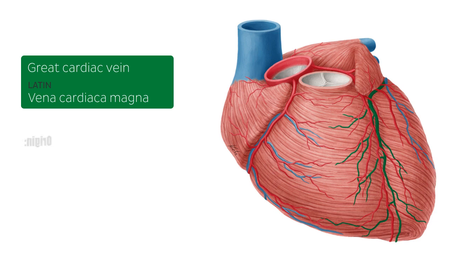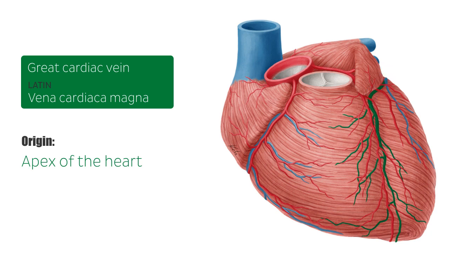Now, this vein originates at the apex of the heart, as you can see here, and then runs along the anterior interventricular groove, next to the anterior interventricular artery, which we talked about before. As you can see on this illustration, at the junction of the interventricular groove with the atrioventricular groove, this vein enters the latter and passes to the left, accompanied by the circumflex artery, and finally enters the coronary sinus.